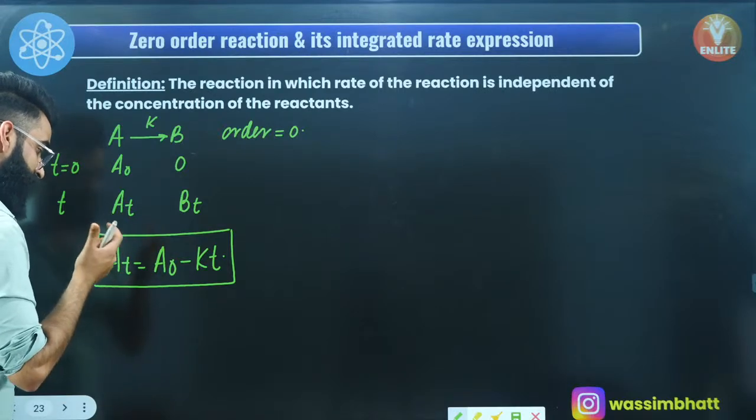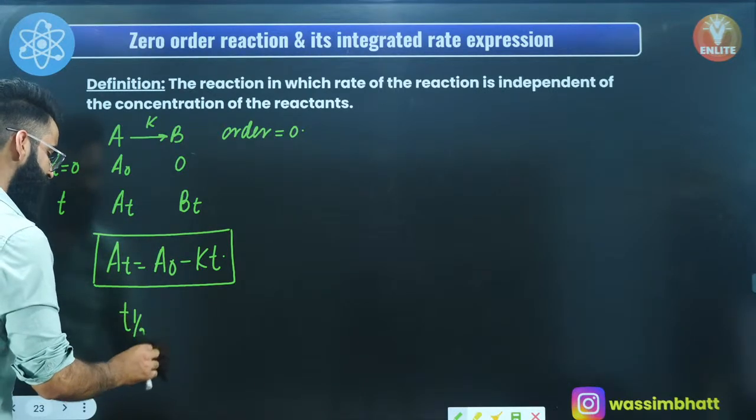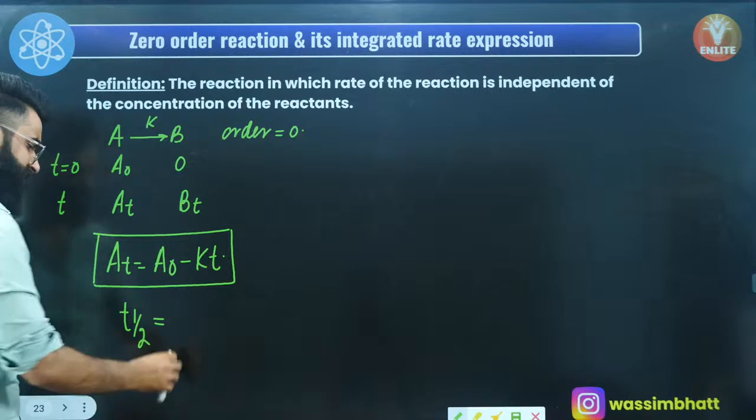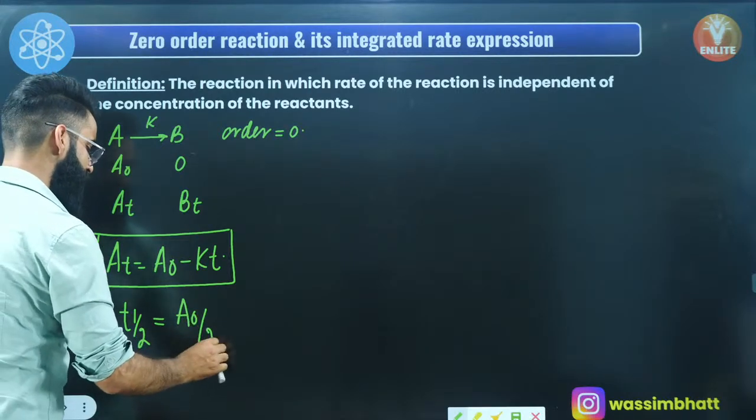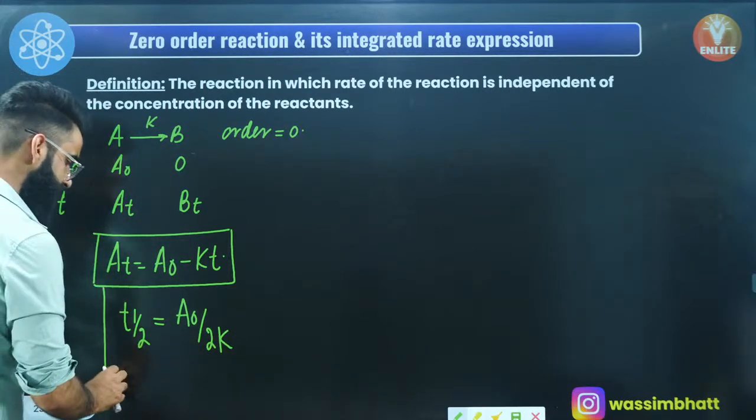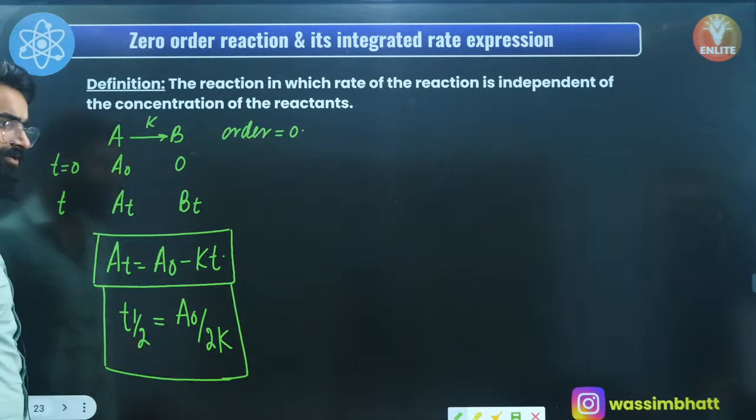Now, we will see one more equation. I'm sure you all must be familiar with that. That's half-life. How do we calculate half-life of a zero order reaction? It's simply equal to A_0 divided by 2k. This is the relation to calculate half-life, the time taken to complete 50% of the reaction, right?